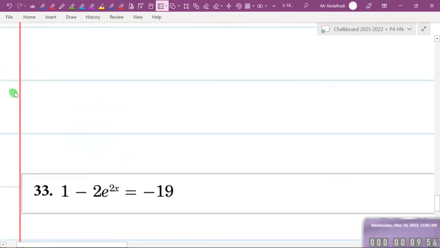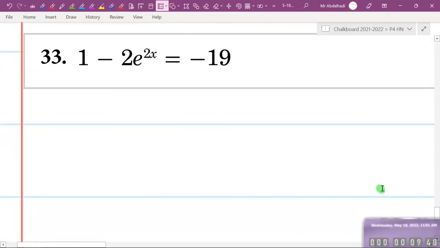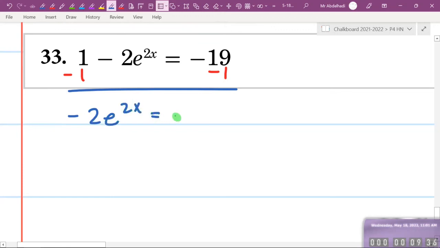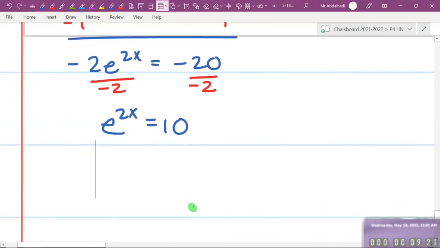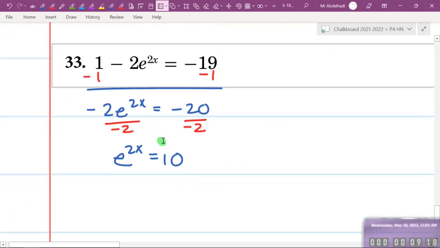Number 33. Okay, once again, you want to get the e part by itself before you do any tricks, right? So we'll subtract 1 from both sides. This becomes negative 2e to the 2x is equal to negative 20. We'll divide both sides by negative 2. So now we get e to the 2x equals 10. And this is the point where you need your trick now. So you have two options, like I said before. You could say log base this of this equals this, or you just take the log of both sides, which is the one that I would go with.